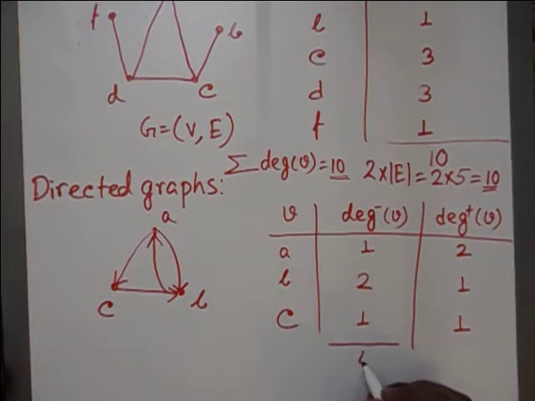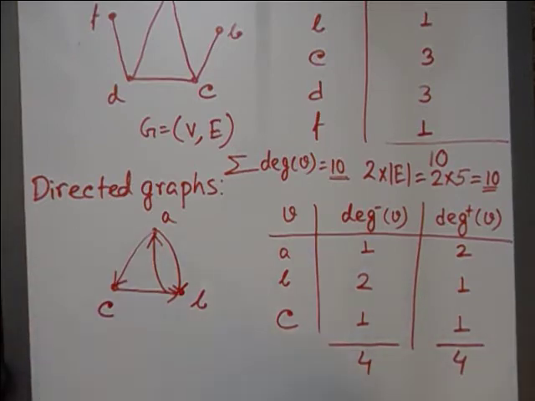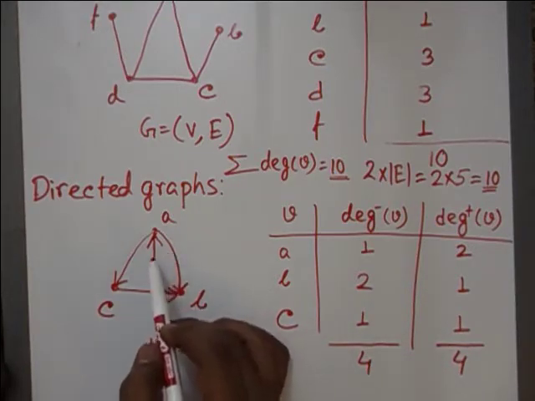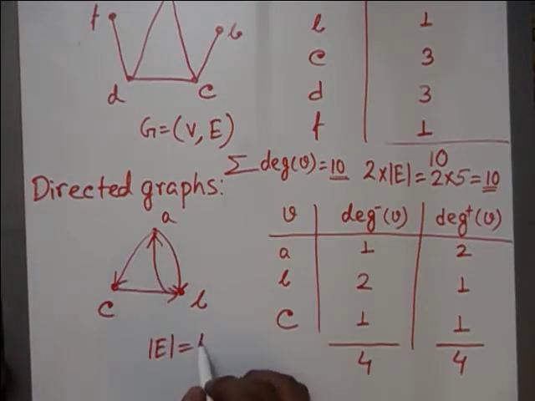It adds up to 4, this adds up to 4. So sum of all in degrees is 4, sum of all out degrees is 4, and how many edges are there? 1, 2, 3, 4. So this also checks out. The sum of in degrees is equal to the sum of out degrees is equal to the number of edges. So this theorem, the results, they look correct.